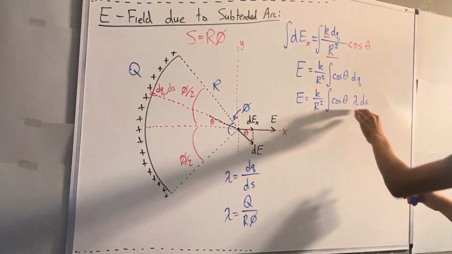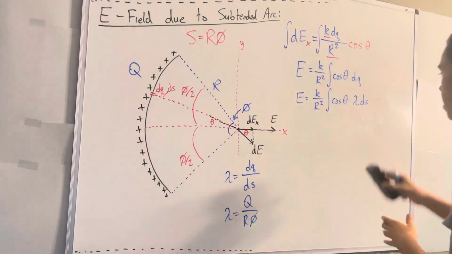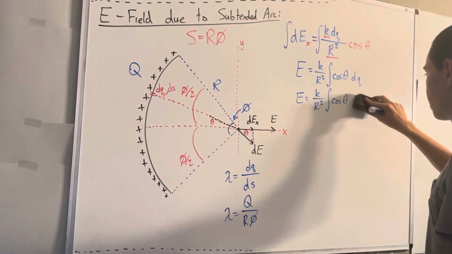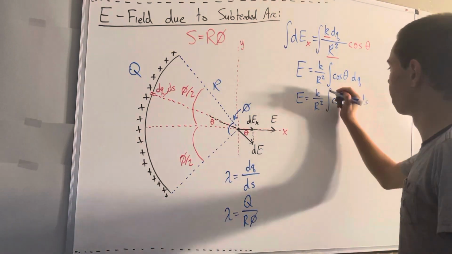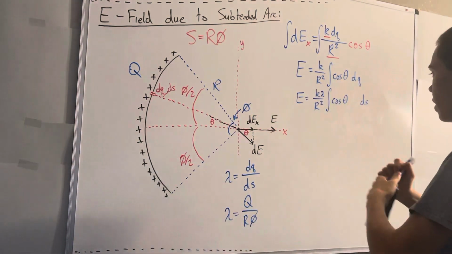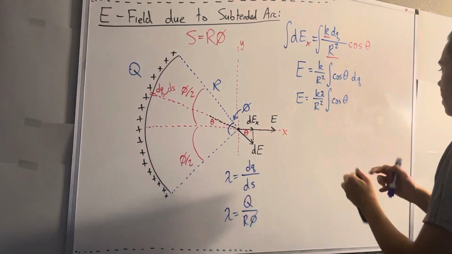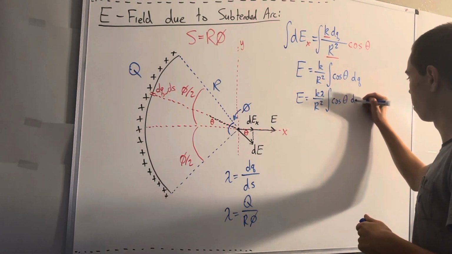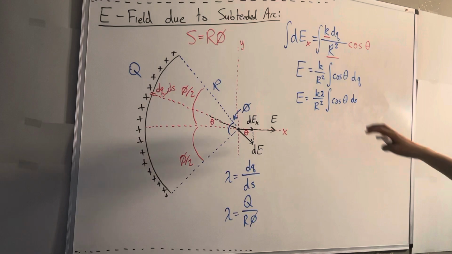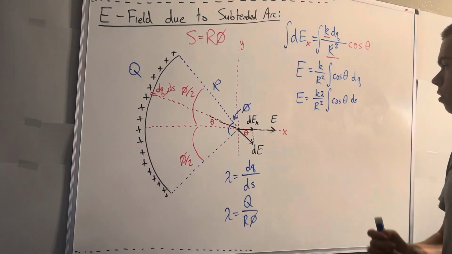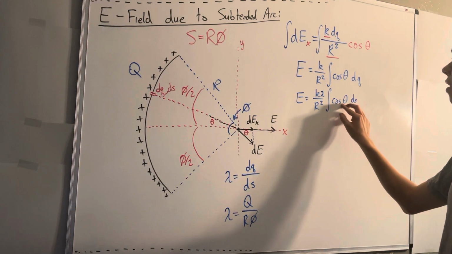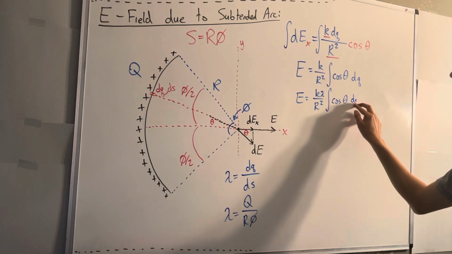And of course, lambda is a constant because of the even charge distribution, so we're just going to move this out to the front of our integral. That's what we get. Of course, we still have ds right here. Now this is basically the integral we have to evaluate. But this is theta, and s is arc length. So what do we do?